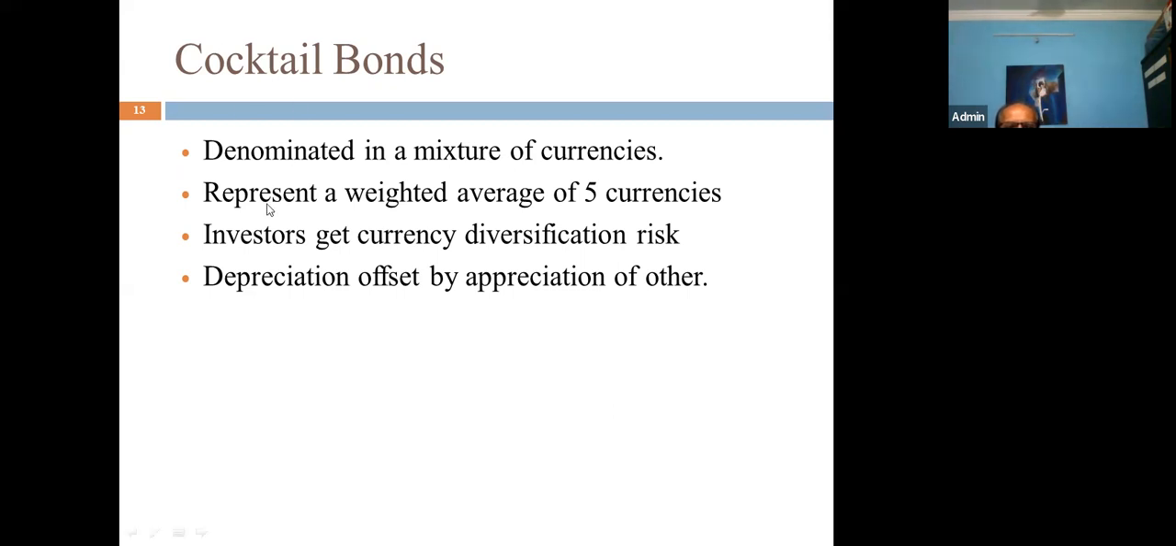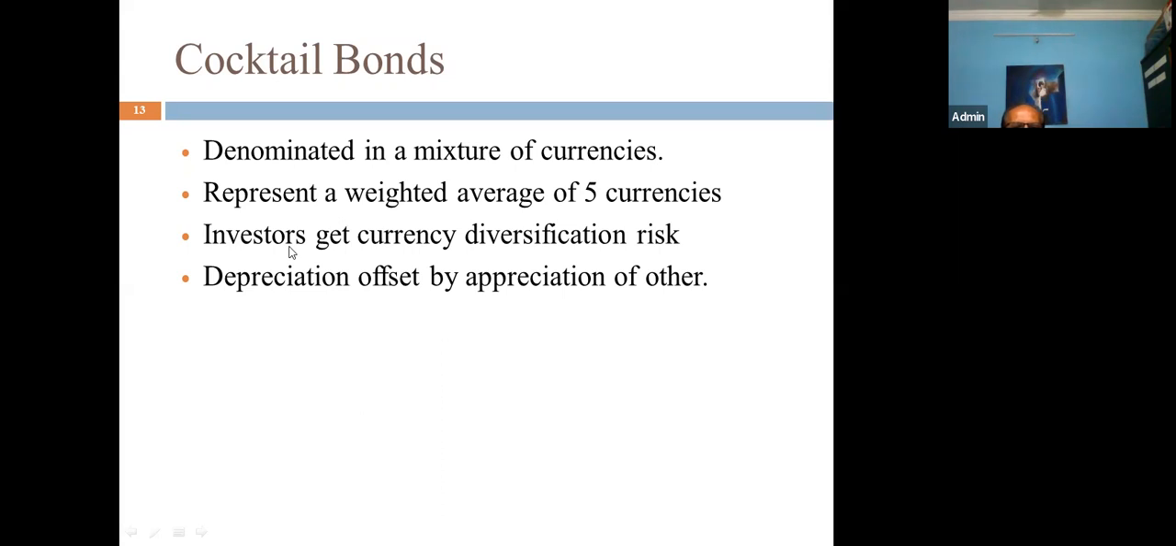Followed the second line, weighted average. Third, the investor gets currency diversification of risk. Since there are different currencies, there is a diversification of risk. So this is the benefit which is given to the investor.